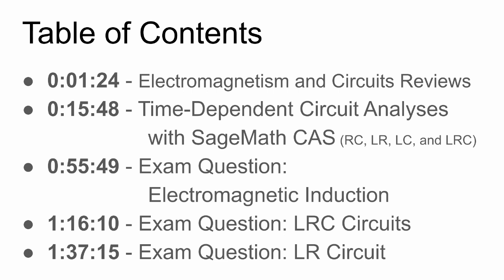In the first half of this lecture video, we do a short topics review of electromagnetism and circuits. Continuing from the last time, a similar review was done for electrostatics and magnetostatics. And we demonstrate the use of a computer algebra system, that is CAS, for solving time-dependent circuits.